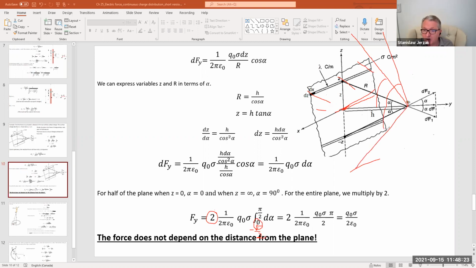then the angle alpha, this angle alpha, you would have to take as negative. So that would be, if this angle alpha would approach 90, negative pi over 2, if that line of charge would go to negative z infinity. Okay, so that's the reason why I multiply by 2, because I integrated over half of the plane. Any additional questions?